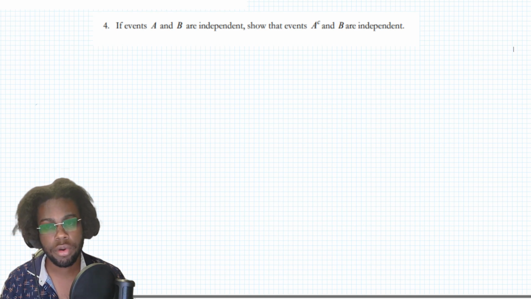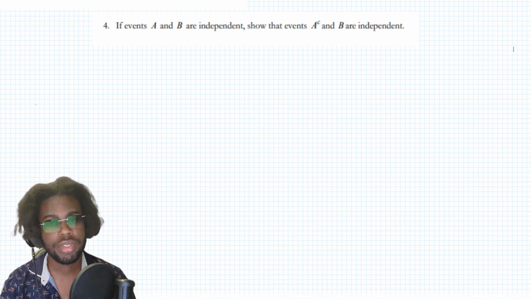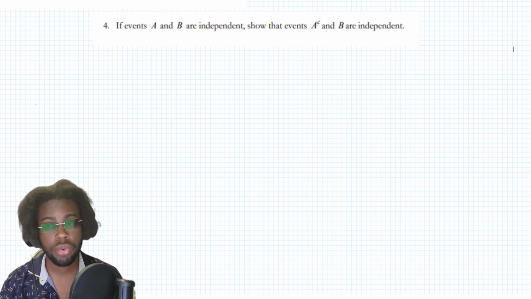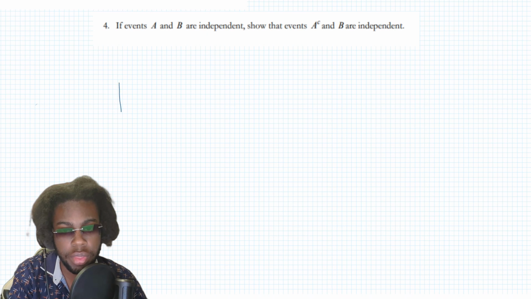This is a pretty straightforward proof, but it can sometimes seem a bit tricky. The question asks us that, given that A and B are independent events, show that A complement and B are also independent. Before we get into this proof, let's talk a little bit about independence and how that differs from mutual exclusivity.